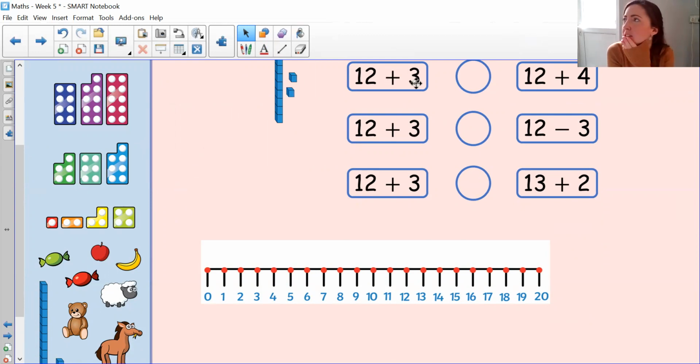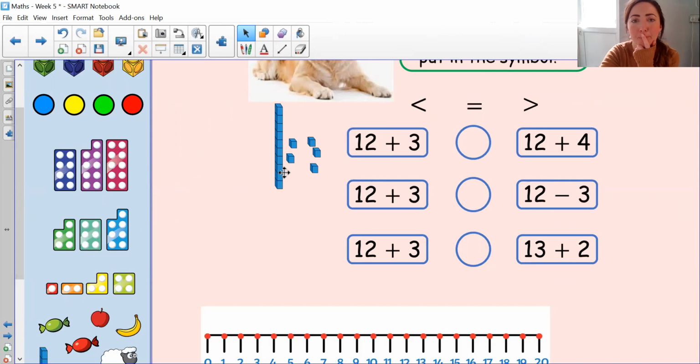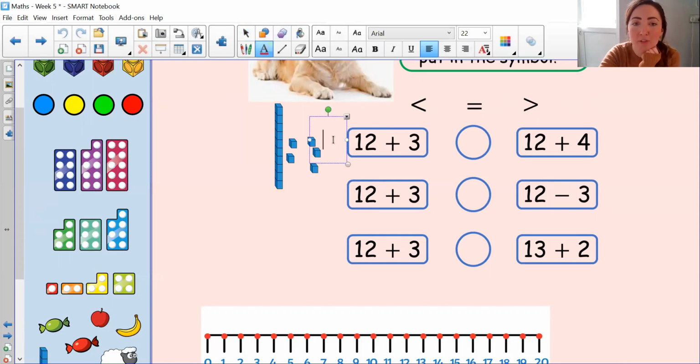So is that add 3 10s? No, it's not, is it? Add 3 1s. I need to get 3 more 1s. 1, 2, 3. So there is my 12 add 3. So what is 12 add 3? 10, 11, 12, 13, 14, 15. So 12 add 3 equals 15. Oh, and if I look down, I can see that the next 3 number sentences that I'm comparing are also 12 add 3, so I can write 15 for those as well.